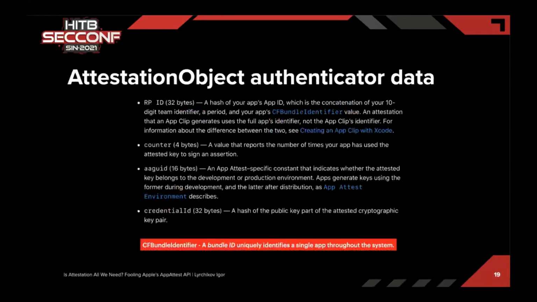And what is this attestation object actually? The attestation object contains information about the device hardware of the requester, the application bundle ID, and other sensitive values. And it's very important to parse this attestation object properly on our backend server, because one of the bypasses that I encountered was related to incorrect processing of this data.